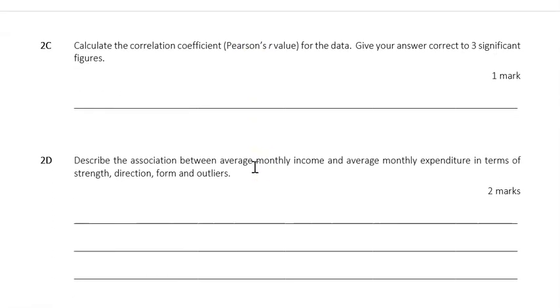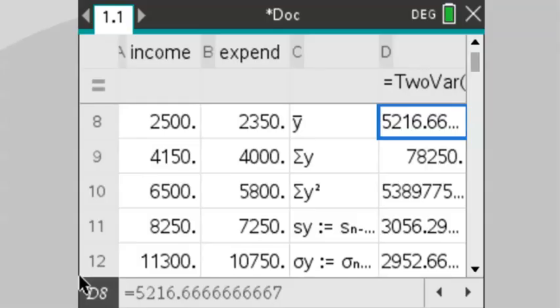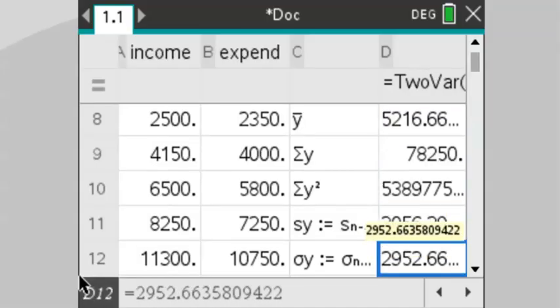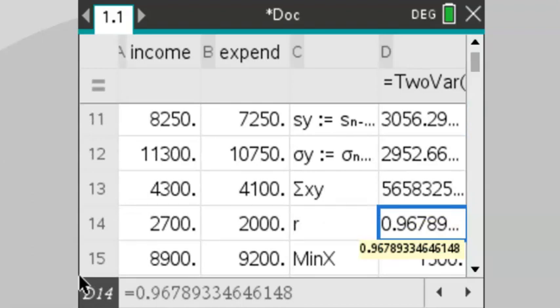Over to 2C, calculate the correlation coefficient, so the R value for the data, giving your answer correct to 3 significant figures. So from our calculator, we're able to get our R value. And we can see from the statistics calculated before, we've got our R value there at 0.96789, and rounded to 3 significant figures, that would make it 0.968.